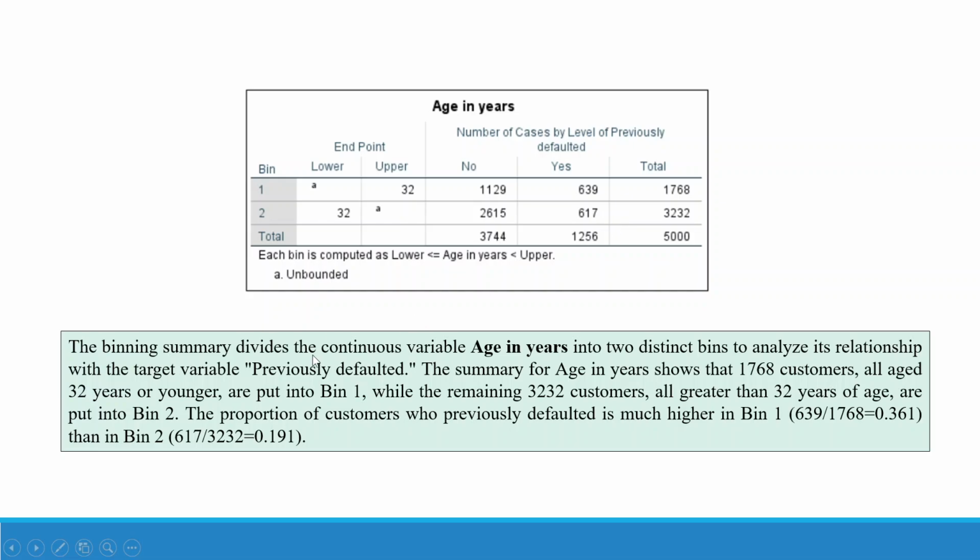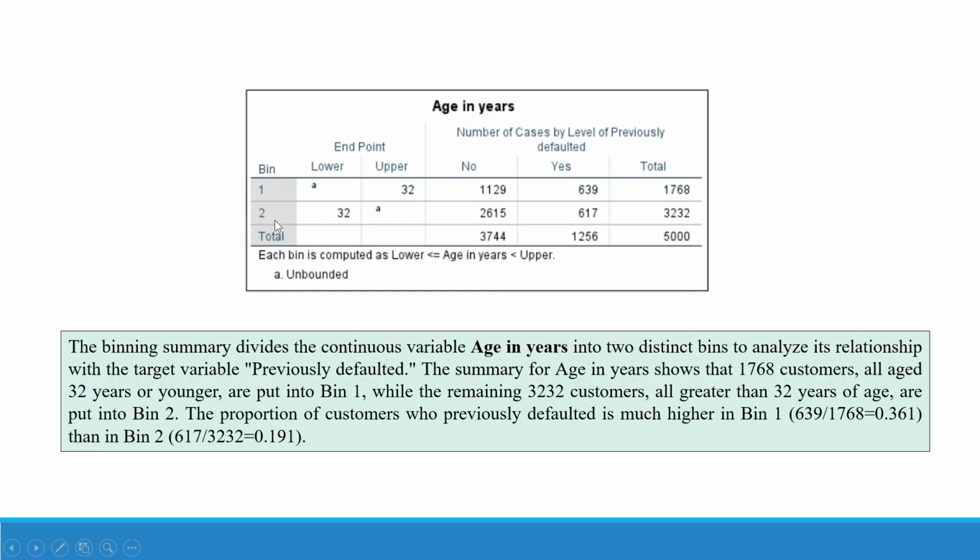So the binning summary divides a continuous variable, age in years, into two distinct bins to analyze its relationship with the target variable, previously defaulted. The summary for age in years shows that 1768 customers, all aged 32 years or younger, are put in bin 1, while the remaining 3232 customers, all greater than 32 years of age, are put in bin 2.